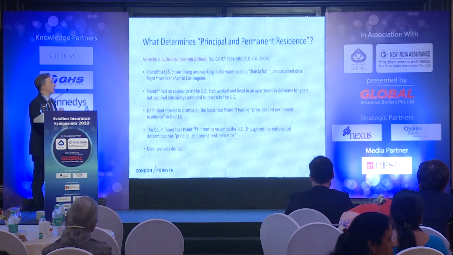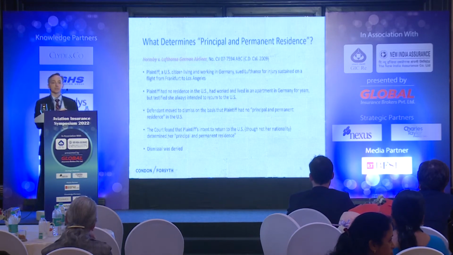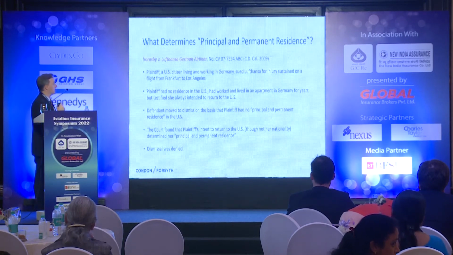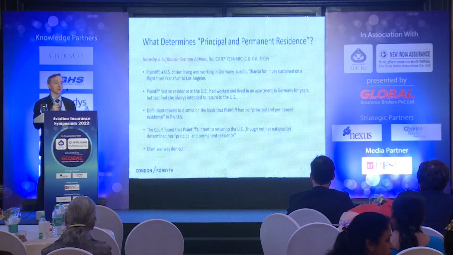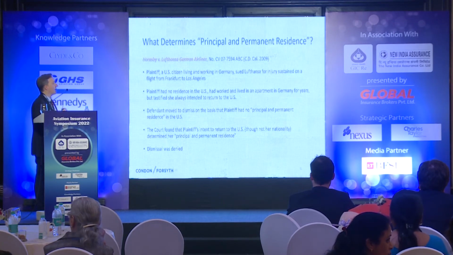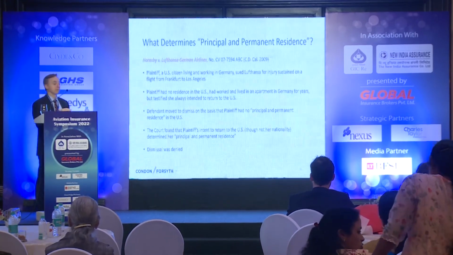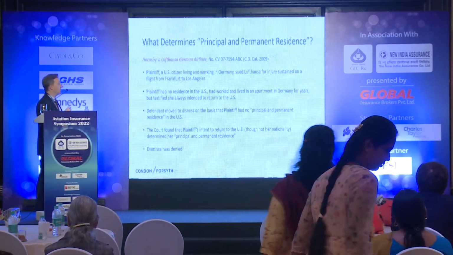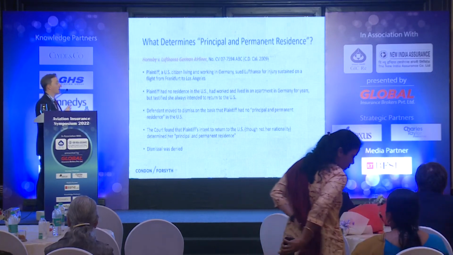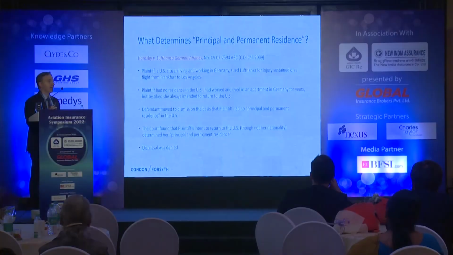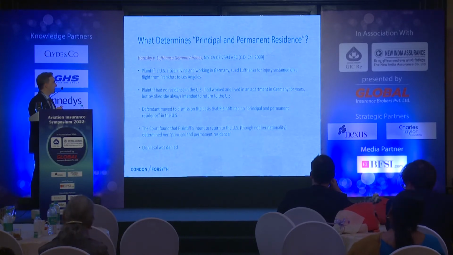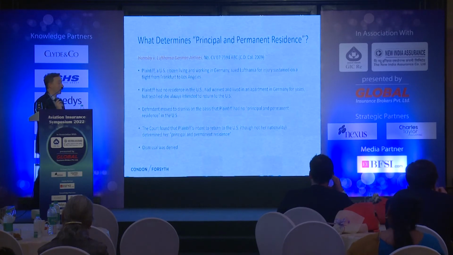So what determines principal and permanent residence? In the Hornsby case, which is one of the first cases that dove into the fifth jurisdiction, we had a plaintiff who was a U.S. citizen living and working in Germany. And they sued Lufthansa for an injury they sustained on a flight from Frankfurt to Los Angeles. The court held that the plaintiff's intent to return to the U.S., though not her nationality, was the principal place of residence, and the dismissal was denied on that ground.